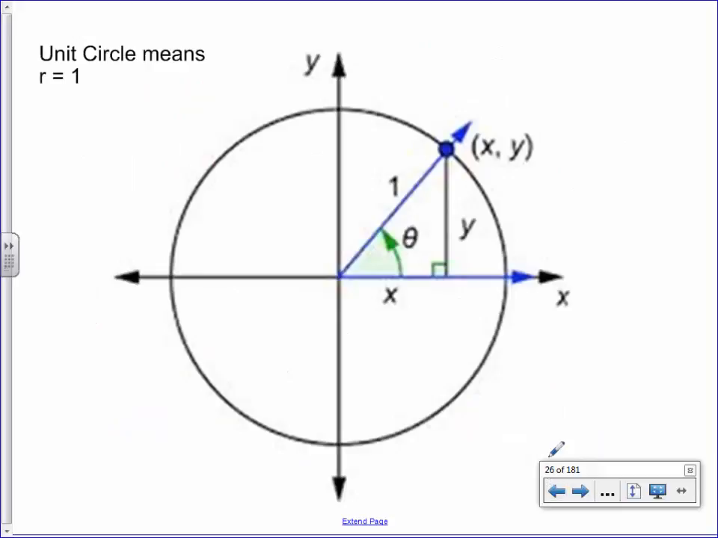Here's just a picture pointing out that unit circle concept again, where this is your X, that's your Y, and if it is a unit circle, your radius is 1. Sometimes I give you a question and it's not a unit circle, and we'll try to make it a unit circle, and we'll force the radius to become 1. I'll show you how to do that in a bit.